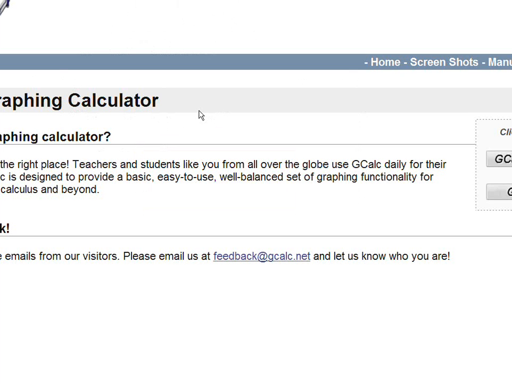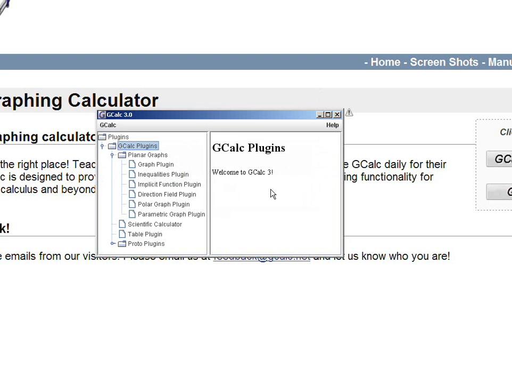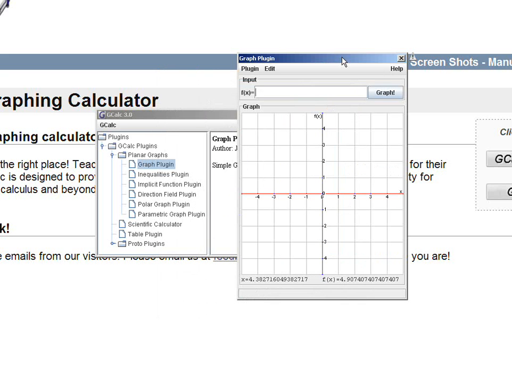So I'm going to go online to gcalc.net, and then I have a little thing that says click to start, and I'm going to try starting gcalc 3. It says a little graph plugin right here, right? And then when I double click this, it gives me this little graph thing right here, and I'm going to input my function into this, and my function is negative 1 over 2 plus 7 divided by 5 times x cubed. And hit graph, and there's our function, right?